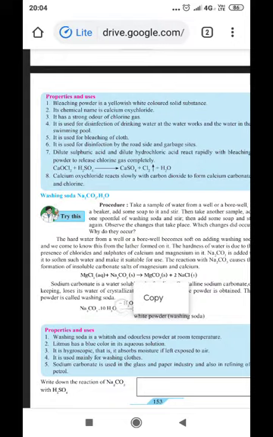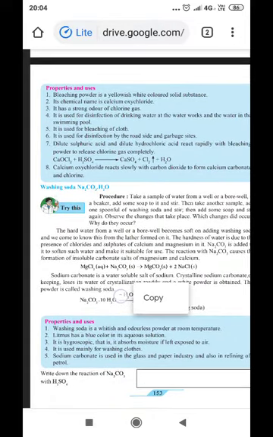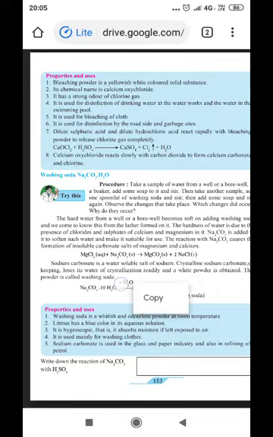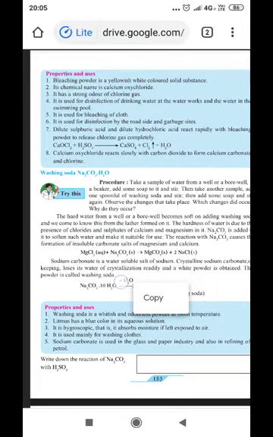Dilute sulfuric acid and dilute hydrochloric acid react rapidly with bleaching powder to release chlorine gas completely. Bleaching powder plus sulfuric acid gives calcium sulfate plus chlorine gas plus water. Calcium oxychloride reacts slowly with carbon dioxide to form calcium carbonate and chlorine gas.